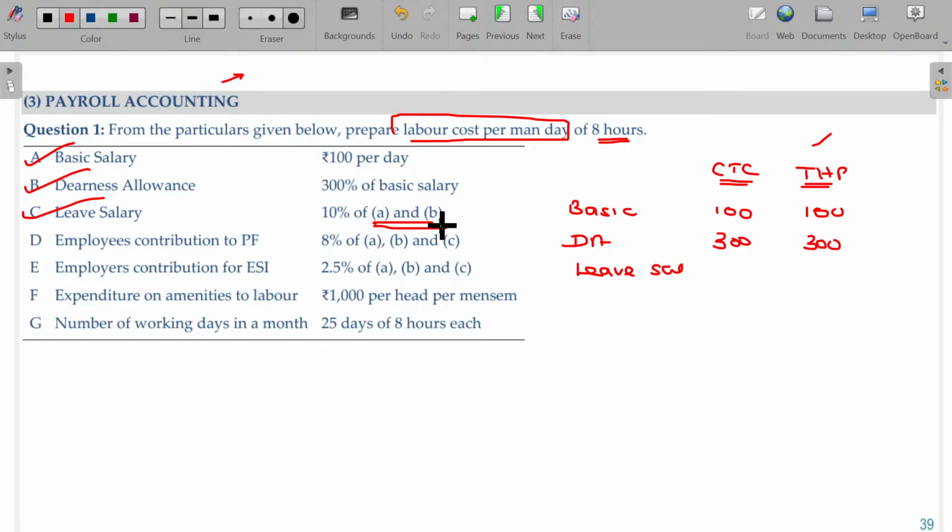For A and B both put together 10%. So 40 rupees payable and 40 rupees taken by the employee. Employee's contribution to PF. So PF and ESI. I just add these two. How much is that? 10.5%. I can directly calculate 10.5% rather than independently.